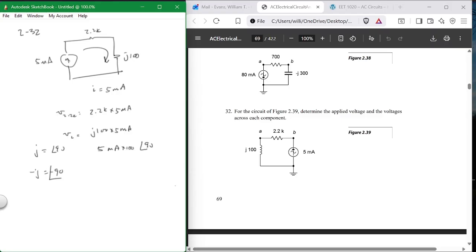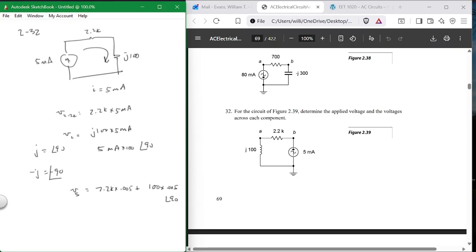Now, what is the applied voltage? Now you have to do something. Now you have to actually do something here. So voltage source is equal to the voltage across this thing, which is equal to what? It's this plus this. 2.2K times 0.005 plus 100 times 0.005 at angle 90. Now, can you find that in your calculator? Yes, you can. One step. This is a one-step snake.